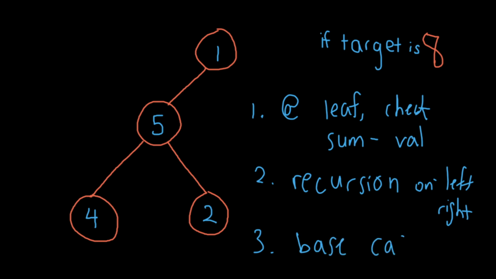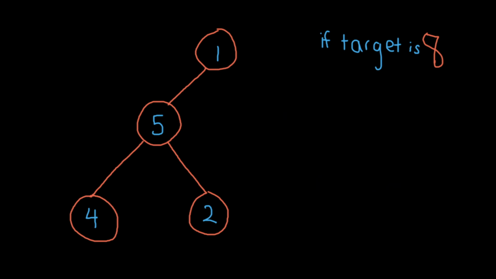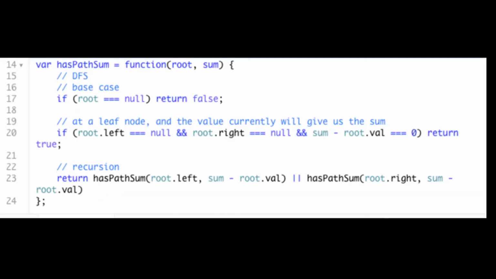All right? So let's take a look at the code really fast. Like I said, it's only a few lines. It's something that we could easily talk about really quickly. So we note that this is DFS, okay? And actually the case number 3 we talked about was the base case. If root equals null, or if the node equals null, return false. Now, the other thing we talked about was that if you're at a leaf node, and the value will currently give us a sum, then you return true.